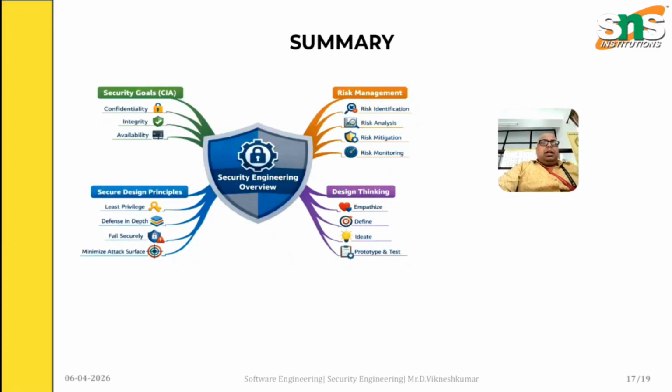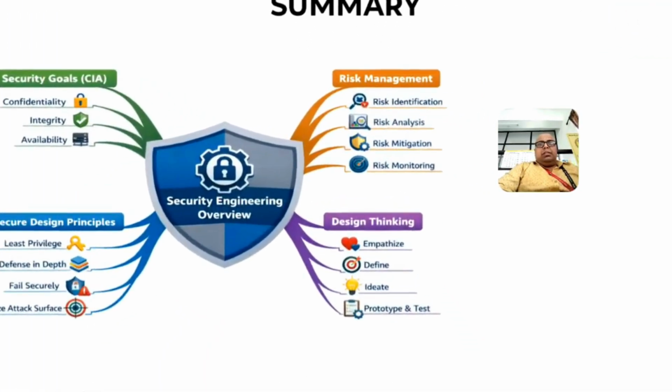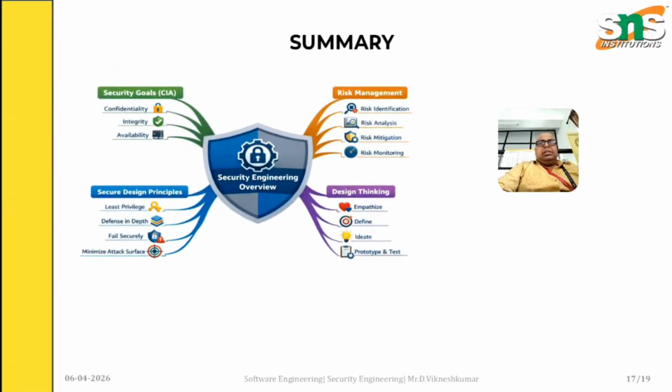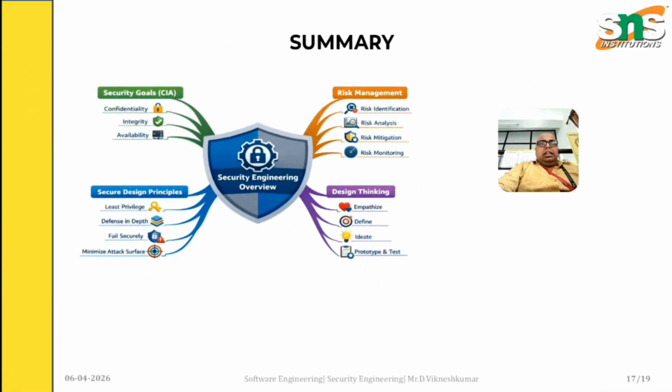Okay, we have come to the summary part. The summary consists of the security engineering overview. First, we saw security goals, consisting of confidentiality, integrity, and availability. Next, we saw risk management, consisting of risk identification, risk analysis, risk mitigation, and risk monitoring of the system.